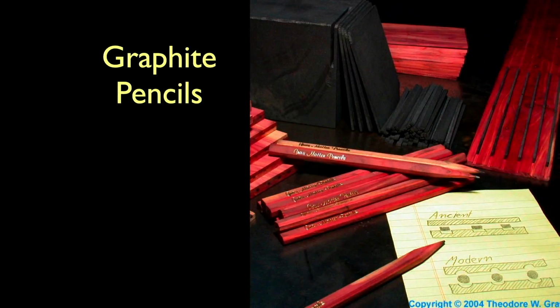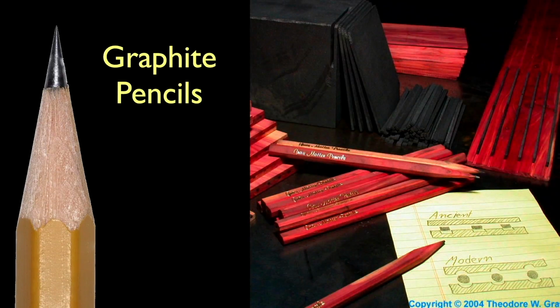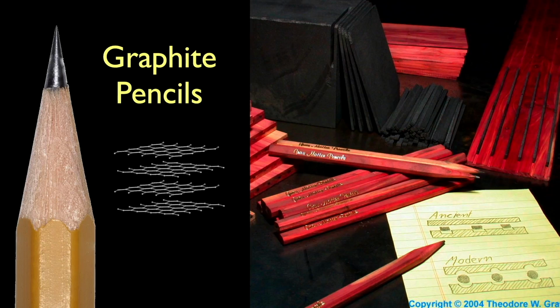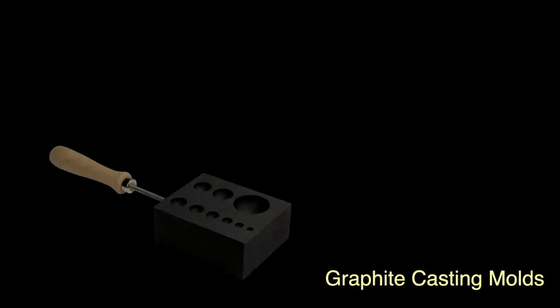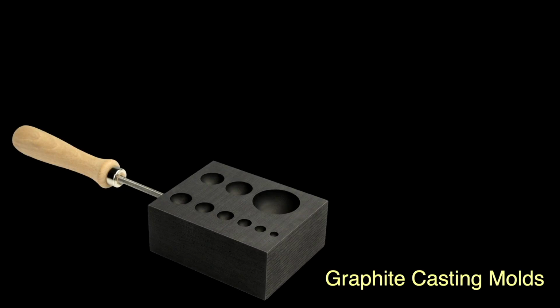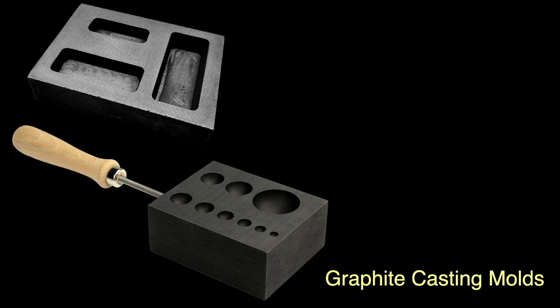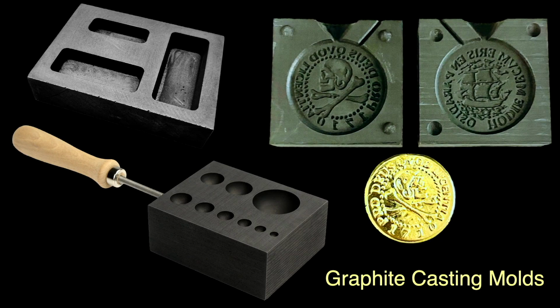The lead in your pencil is not lead at all, but rather graphite. The slippery sheets of carbon atoms in graphite easily slough off onto the paper. Here is a graphite casting mold to make metal hemispheres, one to cast metal ingots, and if you want to make your own pirate doubloons, you can carve a mold from very soft graphite and have at it.